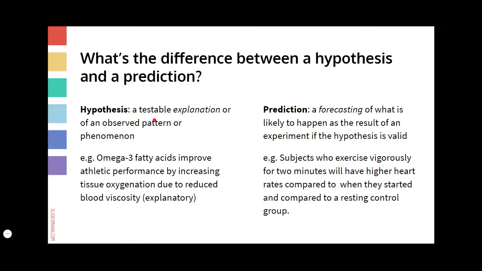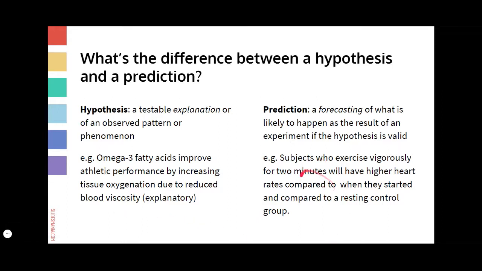So this example of a hypothesis here is that omega-3 fatty acids, which, for example, you can find in fish, improve athletic performance by increasing the amount of oxygen in a tissue. And it's due to reduced blood viscosity, so reducing blood thickness. So that's a lot of explanation, a lot of sort of "because" reasoning.